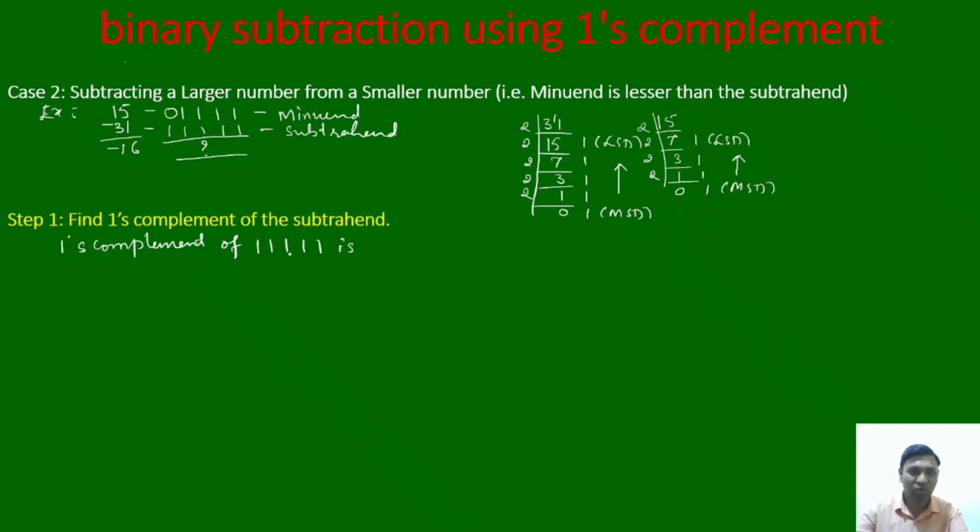Here 1's complement can be determined by changing bit number 0 to 1, 1 to 0. So here all the bits are 1's. You can make them 0. So here 5 zeros represent 1's complement of the subtrahend. Step 2 says add this to the minuend. The minuend is what? 0, 1, 2, 3, 4 bits. Next 0 is to be added. So 5 zeros add.